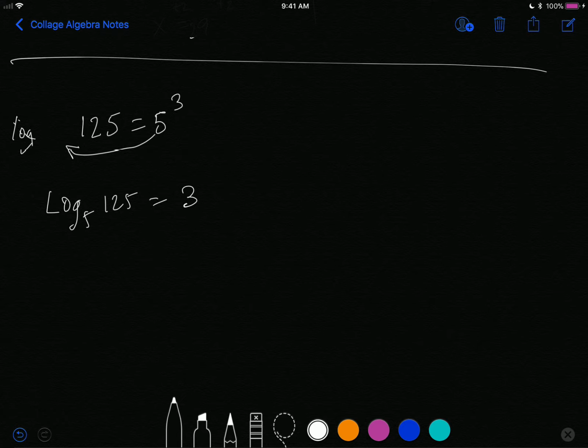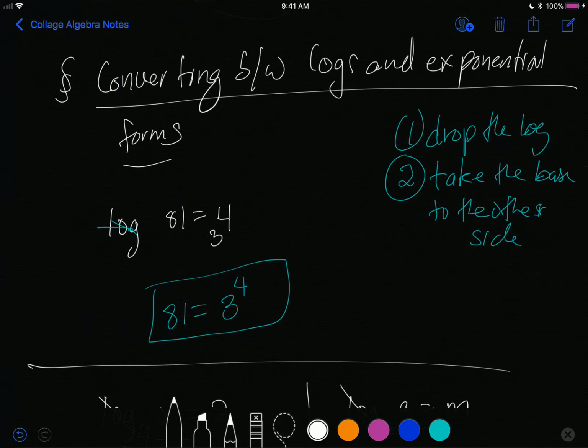Anyways, like I said, we'll do more examples of this one a little bit later. But for now, just understand that you're reversing the process that we did right here.